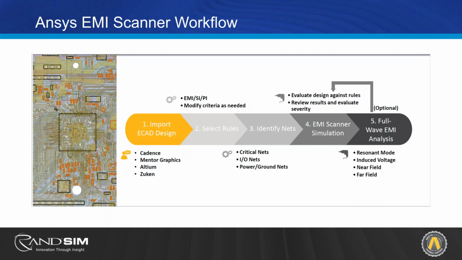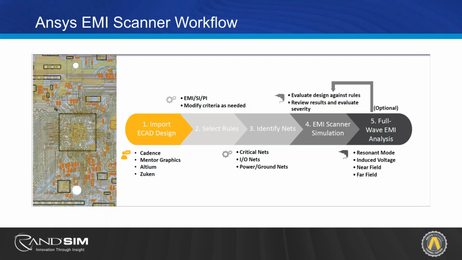You will open the Ansys SIwave tool. This is the Ansys signal integrity tool. It is a 2 and 2.5D solver. It's typically known for developing eye diagrams, crosstalk, analyzing any general signal integrity and power integrity on your design. But it also has a tool that's called the EMI scanner. And that EMI scanner acts as a design check for EMI.